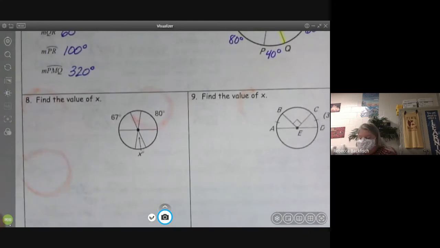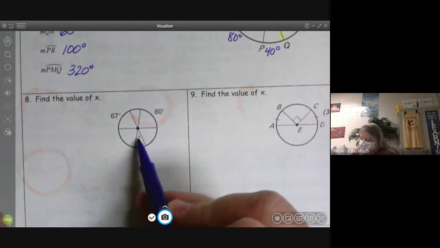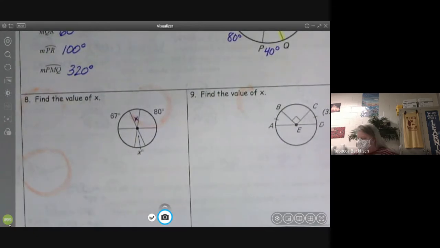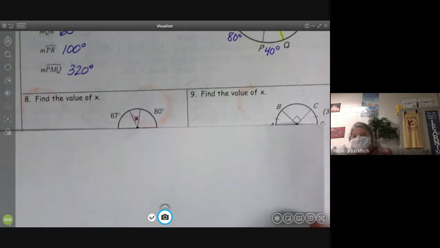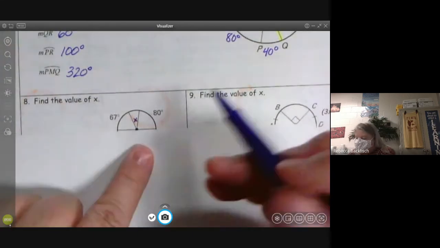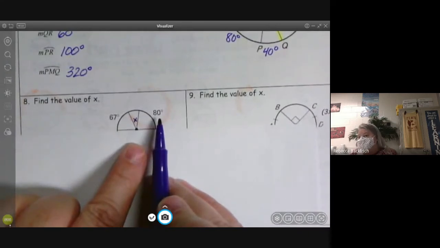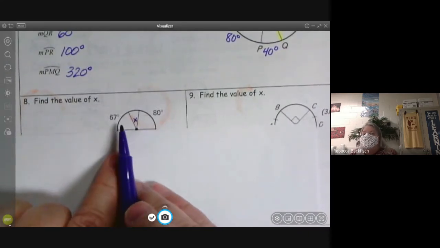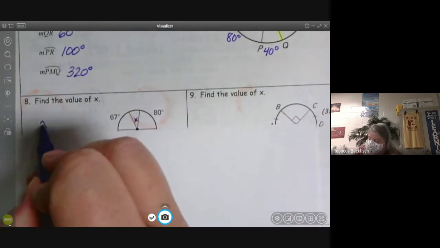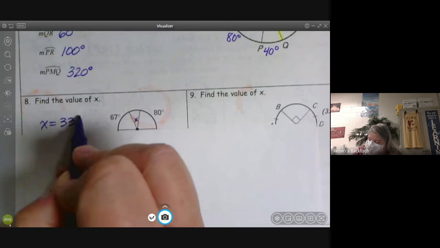Find the value of x. If that's x, this is x because of vertical angles, right? So these three together are on one side of a diameter, which means they have to add up to what? 180. So I'm going to subtract 80 from 180. That gives me 100. Then I subtract 67. That gives me 33 degrees.